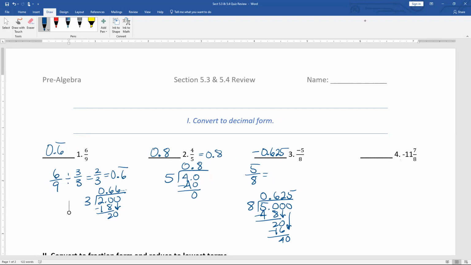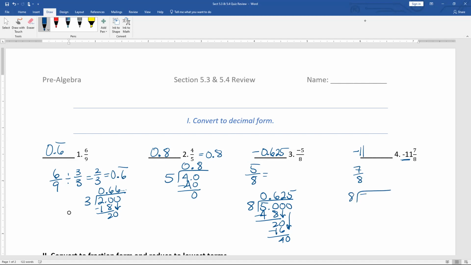All right, so again, with this one, the negative 11 is already a whole number. So just add that to your answer bar. The only part you really have to turn into a decimal is anything less than 1. So you have your 7/8. Now 7/8 becomes 0.875, but we'll do the math, just to make sure that we're right.